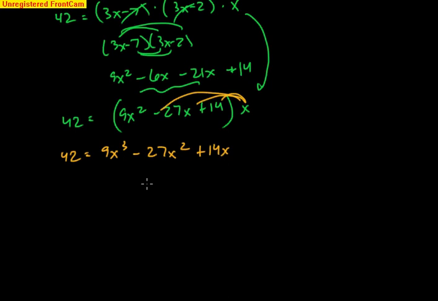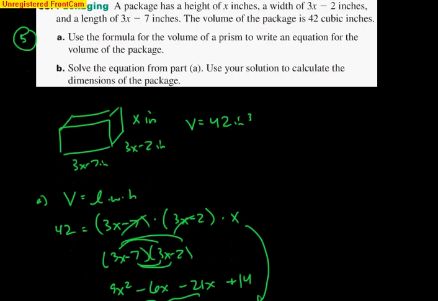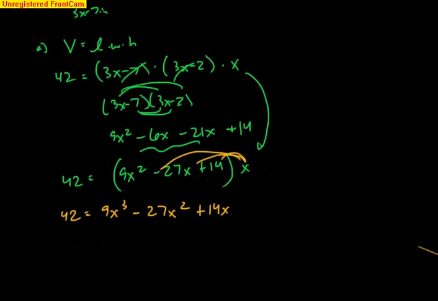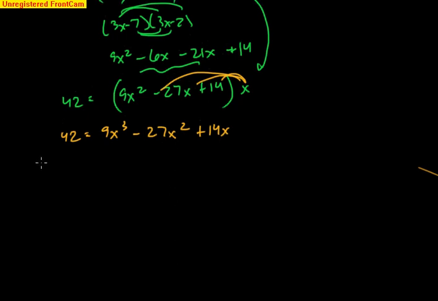So now, let's go back to the top. Part B says, solve the equation for part A. Use your solution to calculate the dimensions of the package. Okay. So part B says, let's solve. Well, to solve, move your 42 to this side. Does not combine with anything.